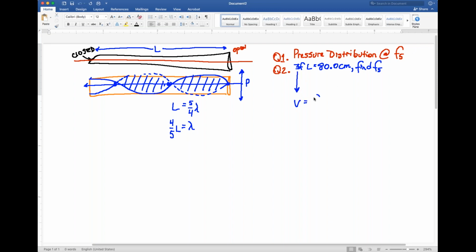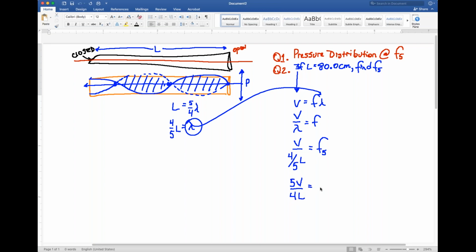Question number two will be answered by using the speed equation. V equals F lambda. We're going to make that substitution for lambda, so this becomes V over lambda is equal to F. At the fifth harmonic frequency, this is V over 4/5 L is equal to F5. Another way to write that is 5V over 4L is equal to the fifth harmonic frequency.